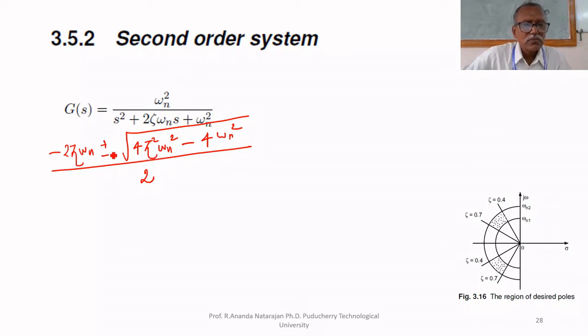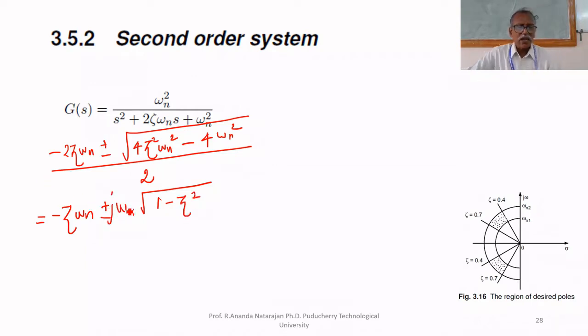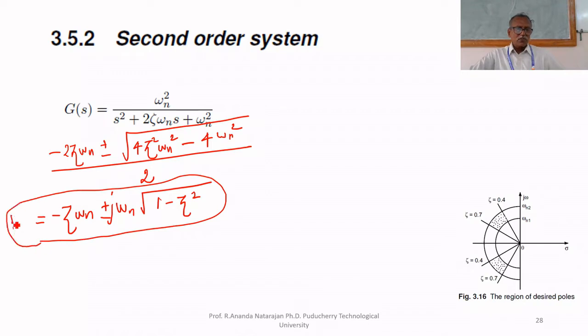So if you divide by 2, we get minus zeta omega n plus or minus omega n square root of 1 minus zeta square. Omega n is taken outside. J, you are taking with minus sign also. This is the location of poles P1 and P2.